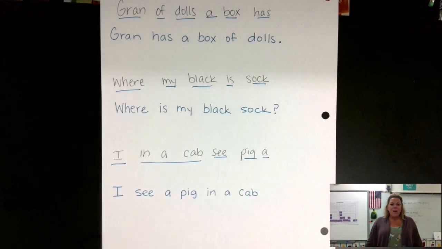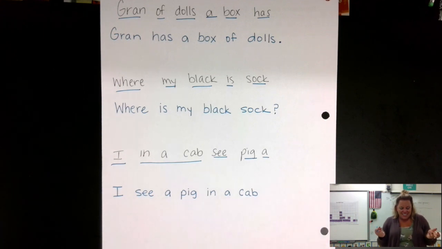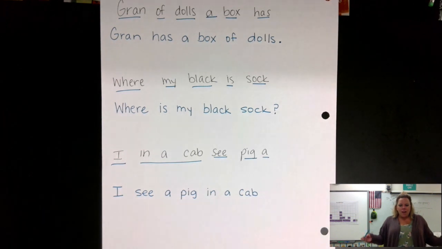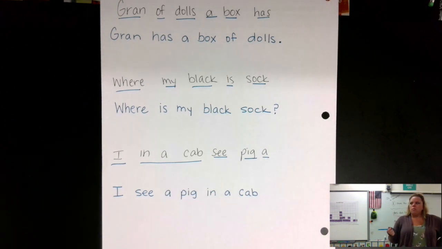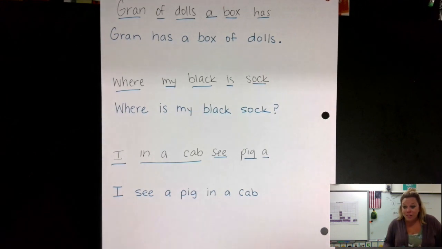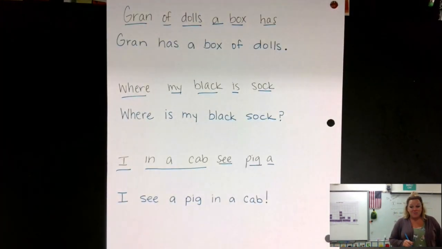And what kind of an end mark would that take? What kind of a sentence is this? It's kind of a silly sentence, isn't it? I see a pig in a cab. What kind of voice would you be using if you really saw a pig in a cab? Would you be saying, I see a pig in a cab? No, you'd be really excited, wouldn't you? So we need to make sure we have an exclamation mark at the end of that sentence.